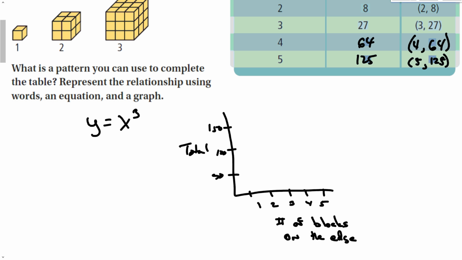150, and you can see that at one block we have one, very little. At 2 blocks, now we have 8, still very little. 3 blocks, now we're jumping up to about halfway. 4 blocks, a little bit bigger than 50. 5 blocks, 125, so that's there. And then 6 blocks would be 6 times 6 times 6 would be 216. So if I were to do one more line here, you can see this definitely jumps up way higher to 216-ish. And we have a nice curve like that. So there's a representation of this pattern using a graph.